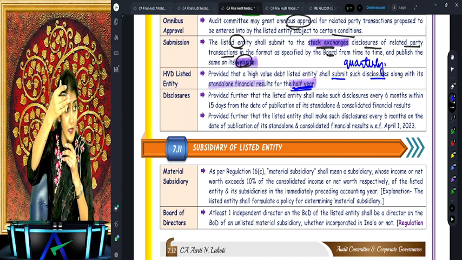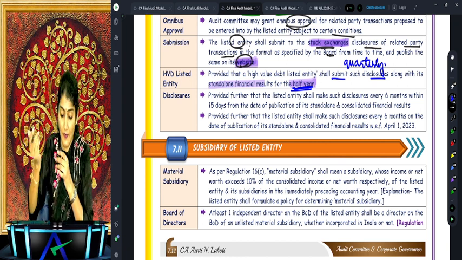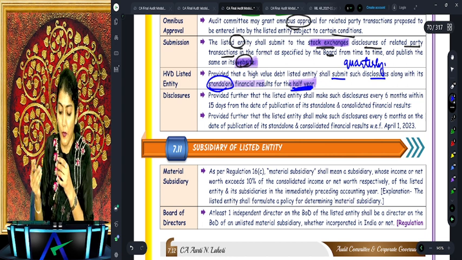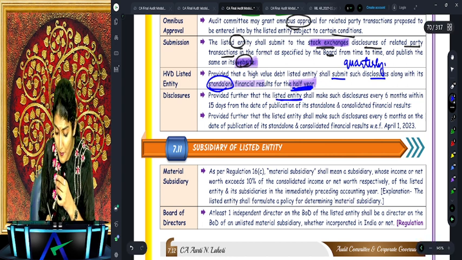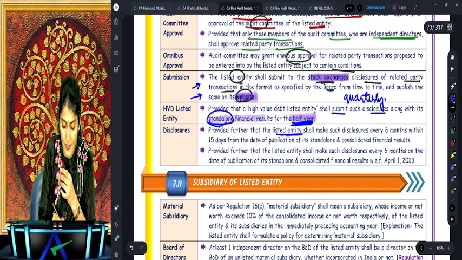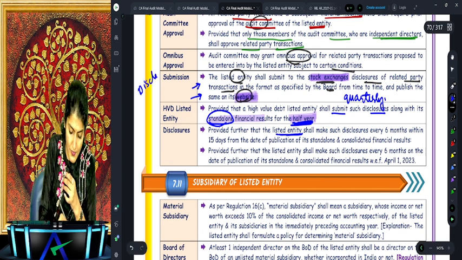Other than HVDL, it says the standalone as well as the consolidated financial result. But for HVDL, it is only the standalone financial results, and that too only for the half year. Right. When these disclosures are to be made by the listed entity, which disclosures? The disclosures to the stock exchanges and the disclosures on the website. Are you understanding? The disclosures to the stock exchanges regarding the related party transaction, and the same disclosures also have to be given on the website.